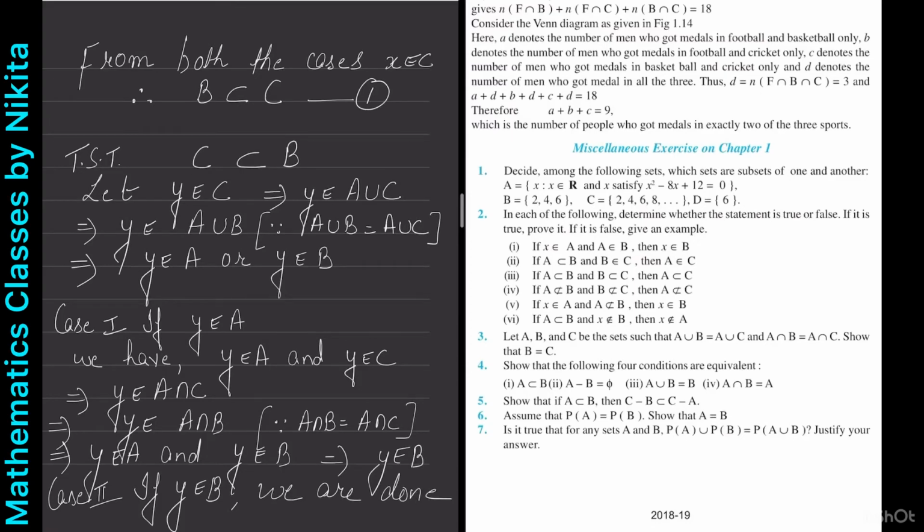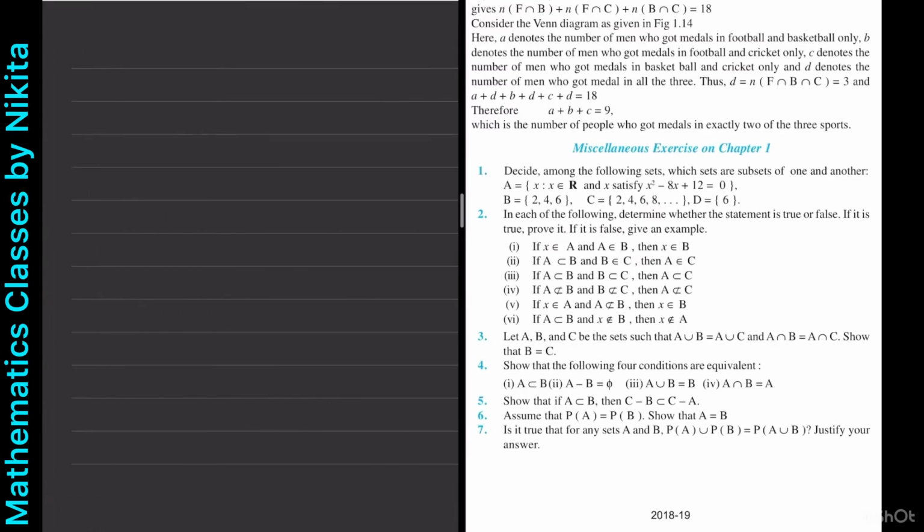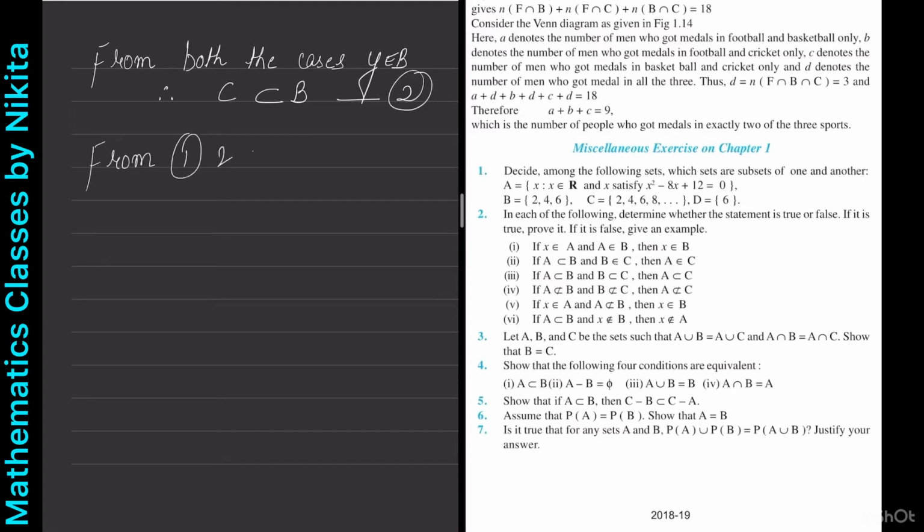So from both the cases what we are getting? That y belongs to B. So from both the cases y belongs to B. Therefore C is contained in B. So mark this as 2. So from 1 and 2 you can see that B is equal to C, because B is contained in C and C is contained in B. So hence proved. This was to be proved.